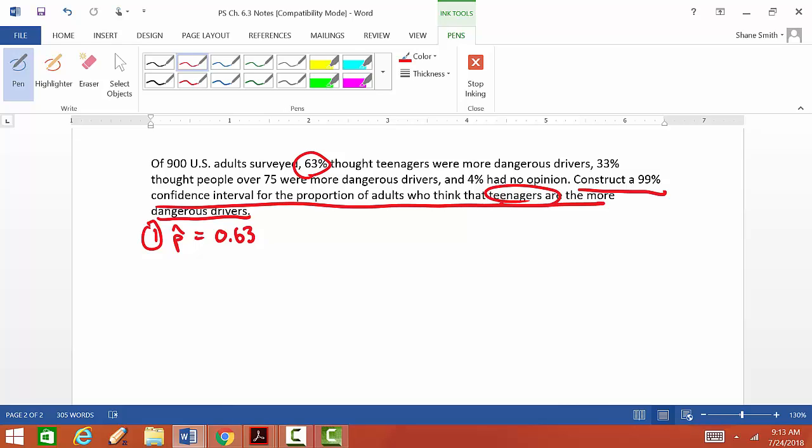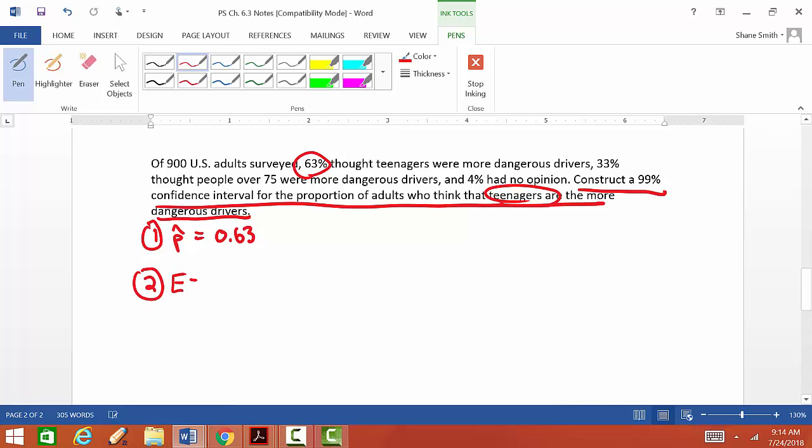x over n. Well, it is, but they didn't give us how many in the survey thought teenagers were more dangerous drivers. They just gave us the percentage flat out. I could figure out how many people, I could just multiply 63% by 900. I could figure out how many people said that, but I don't need to, because I really just need the proportion, which is 0.63. So they did a little bit of the work for us in this one.